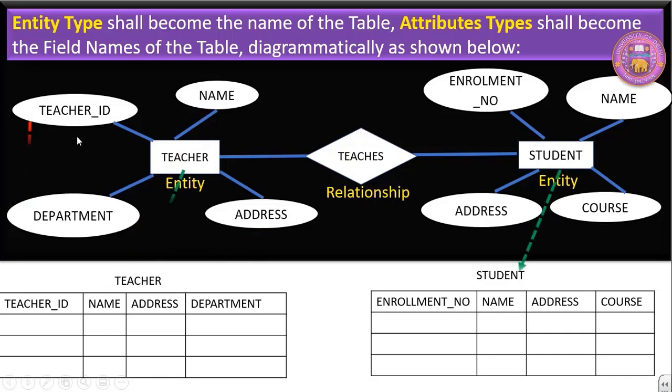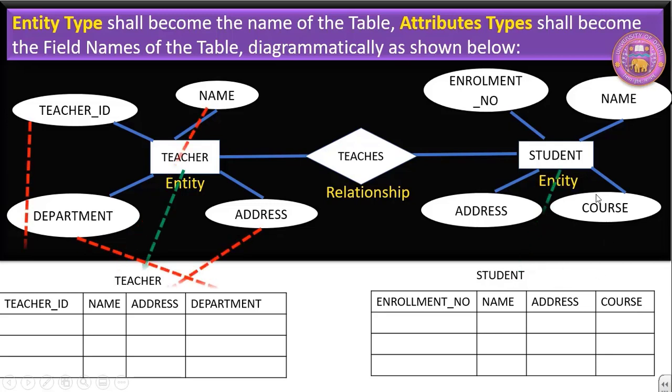Here you can see that teacher ID becomes the first field of the table. Name becomes the second field of the table. Address, this is an entity attribute, becomes the third field of the table. Department, an entity attribute, becomes the fourth field of the table.